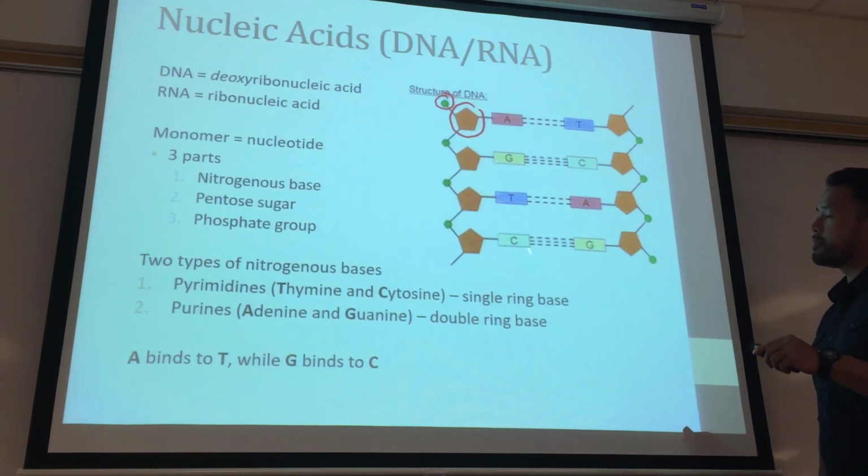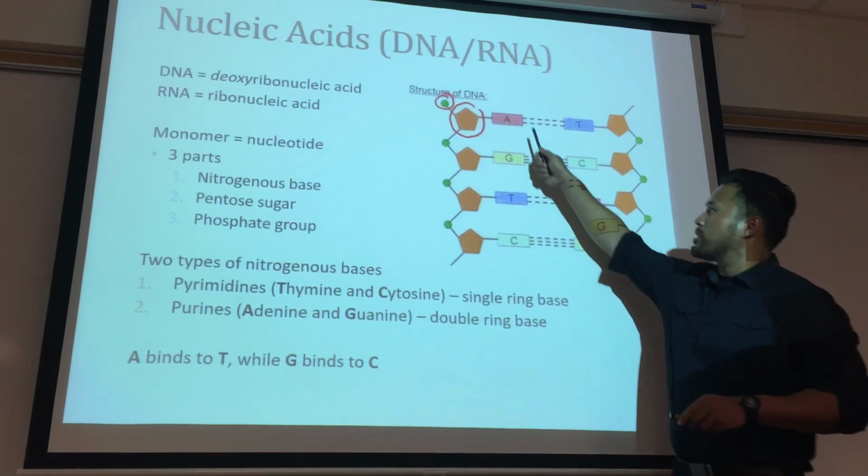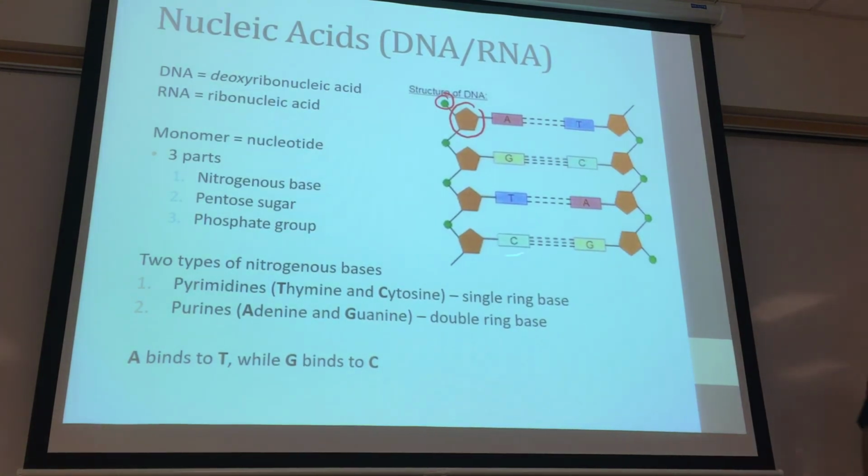I'm sorry, let me restate that. Nitrogenous bases are attached to the pentose sugar. It creates this sequence of AGTC, AGTC, a bunch of nitrogenous bases that create this entire long sequence.